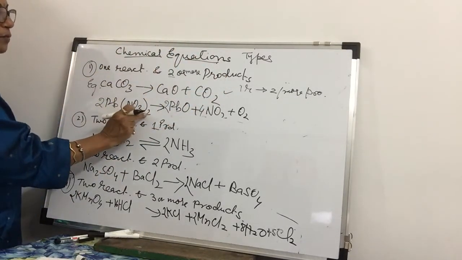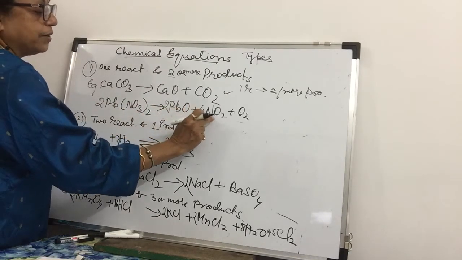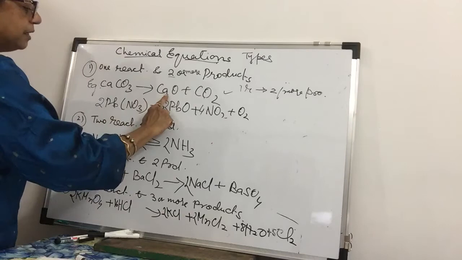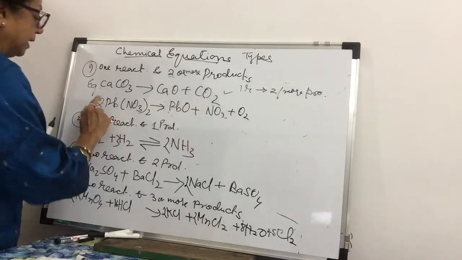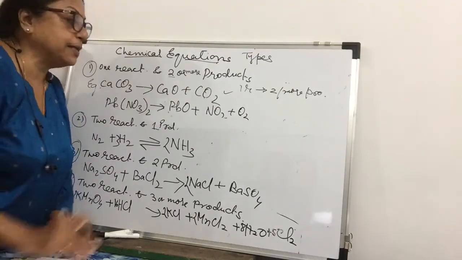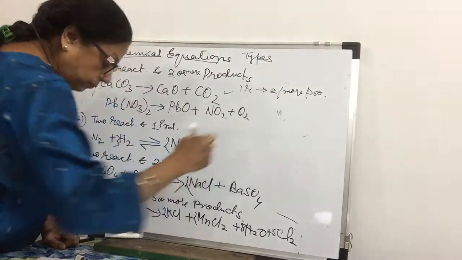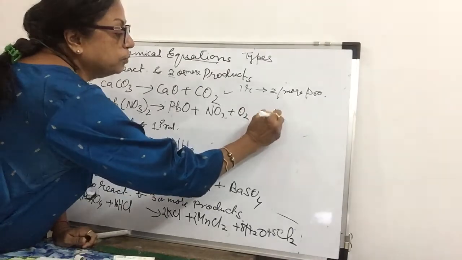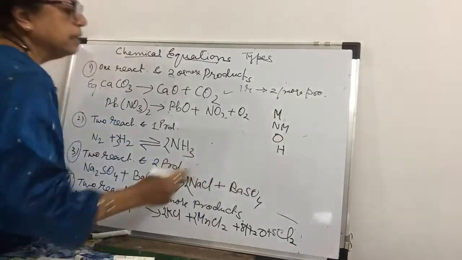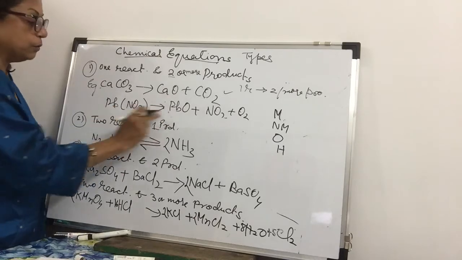So you can take lead nitrate. Lead nitrate on heating will give you lead oxide plus nitrogen dioxide and oxygen. Now I have balanced it, but if I don't balance it, we can do the balancing here. For balancing, I would suggest you start like this: first you do the metals, then non-metals, then oxygen, then hydrogen. So here lead is 1, left hand side equal to right hand side.